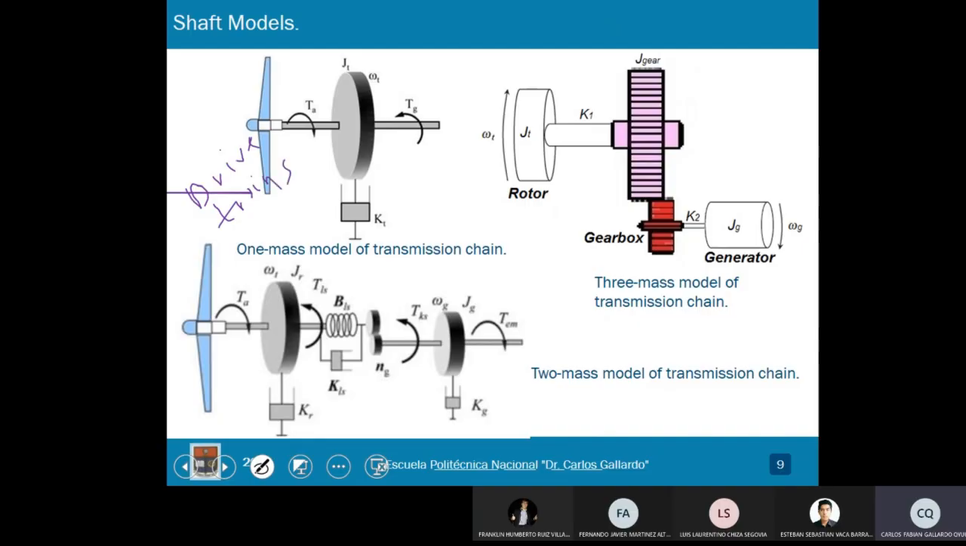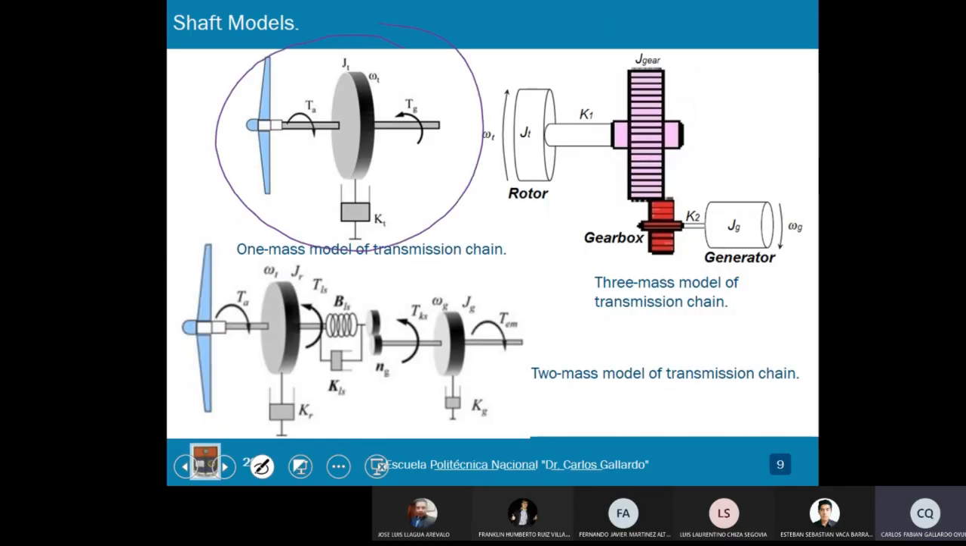The first one is the single mass model. In this case, the wind turbine blades, the gearbox and the generator rotor are equivalent to one mass. It means the whole wind turbine is modeled as one mass. This is my first model.